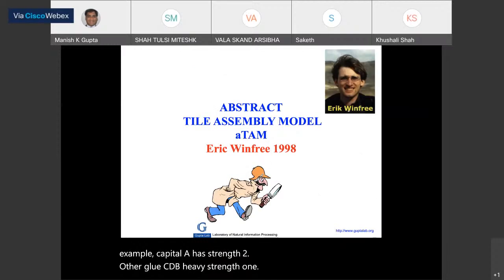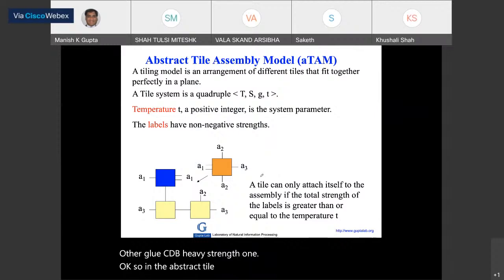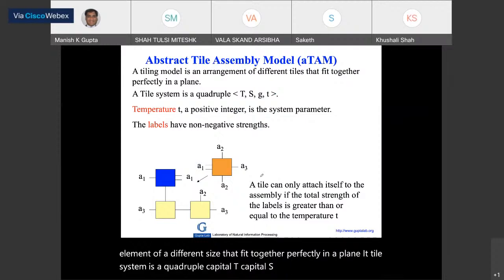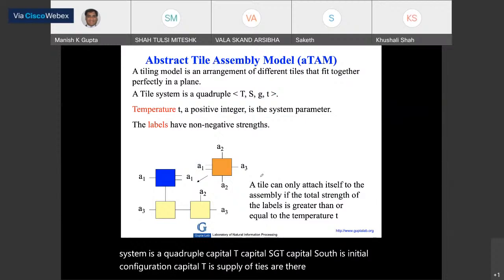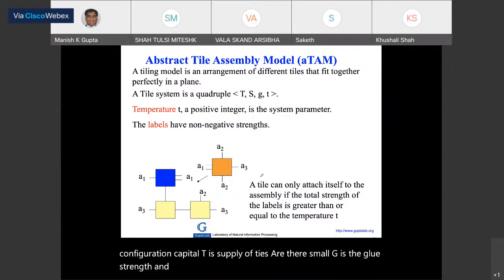Okay, so in the abstract tile assembly model, a tiling model is an arrangement of different tiles that fit together perfectly in a plane. A tile system is a quadruple, capital T, capital S, g, and T. Capital S is the initial configuration. Capital T is where the supply of tiles is. Small g is the glue strength, and T is the temperature of the system.